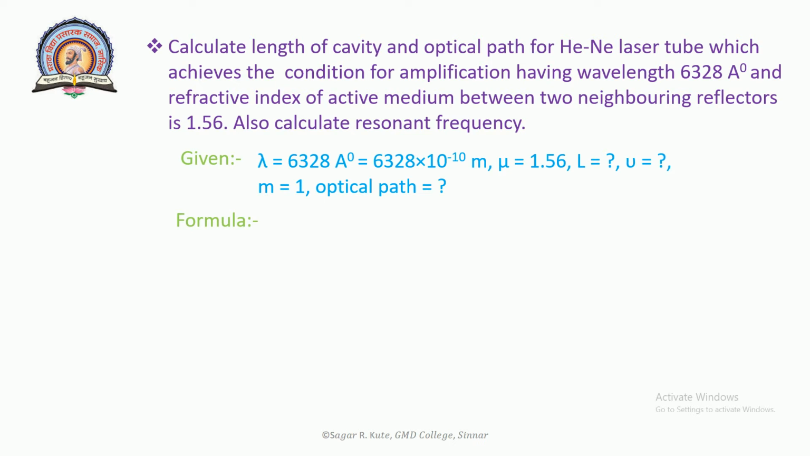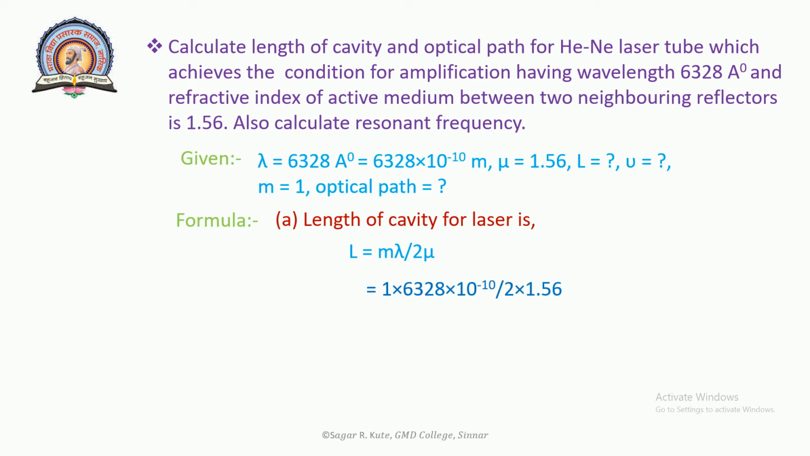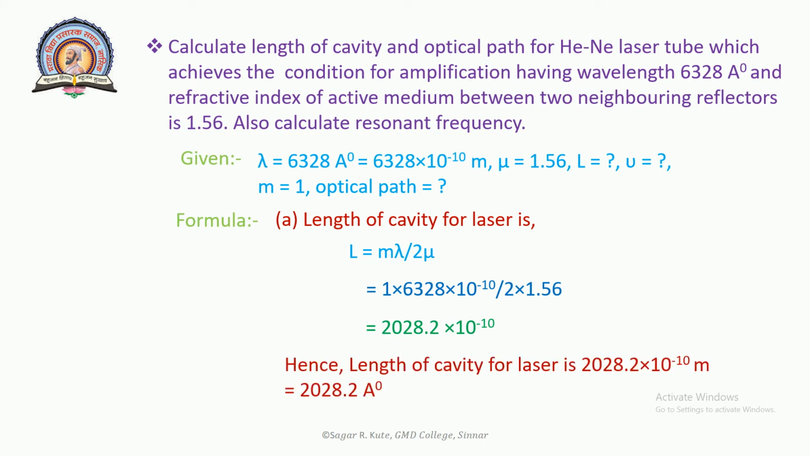Formula: first, length of cavity of laser, that is L is equal to m lambda upon 2 mu. Put this value in equation. 1 into 6328 into 10 raised to minus 10 upon 2 into 1.56. Now calculating this equation, we will get value L, that is 2028.2 into 10 raised to minus 10 meter. Hence length of cavity for laser is 2028.2 angstrom.